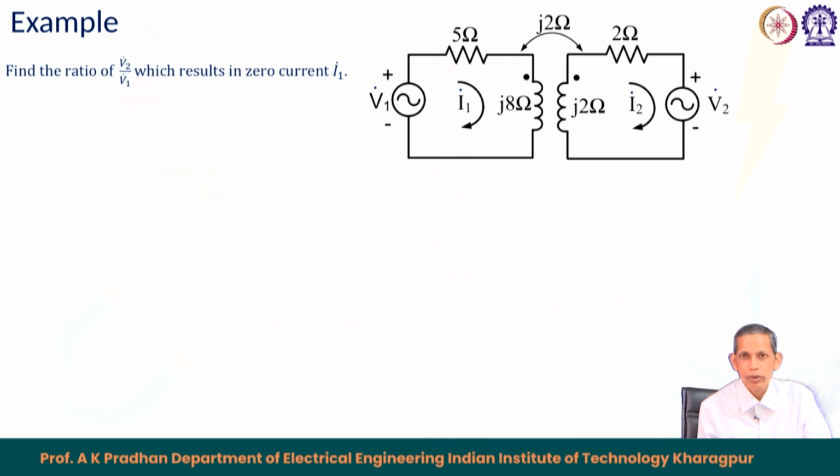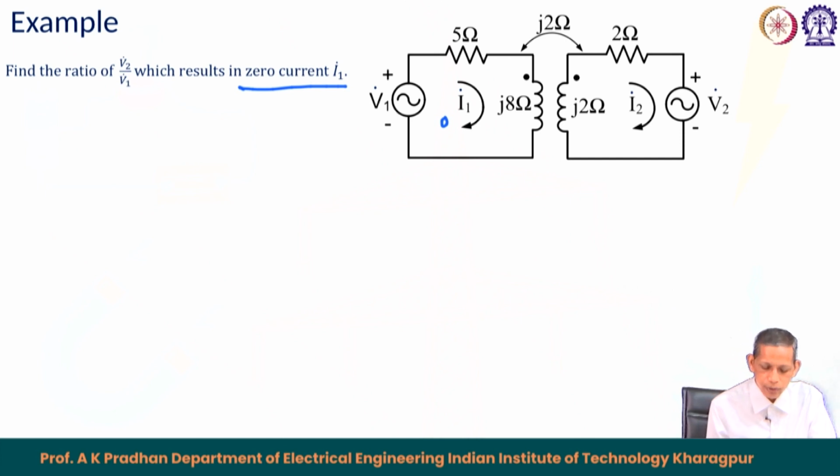If we consider that way, the mutual inductance becomes negative in that case. So, the question asks: find the ratio of V2 upon V1 phasors resulting in zero current I1, so that I1 becomes equal to 0. What should be the corresponding ratio of V2 and V1?